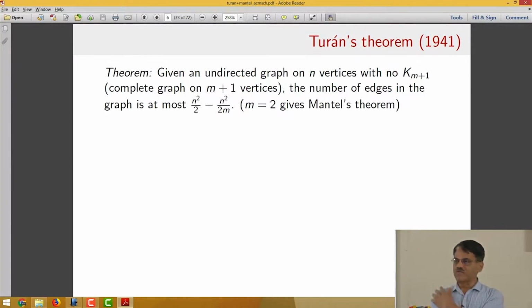Let's see how we will prove this by induction again. This theorem says that if you have a graph on n vertices with no complete graph on n plus 1 vertices as a subgraph, then this is the number of edges it has. Base cases are done. So then what do you do? You have a graph on n vertices. What do you delete?